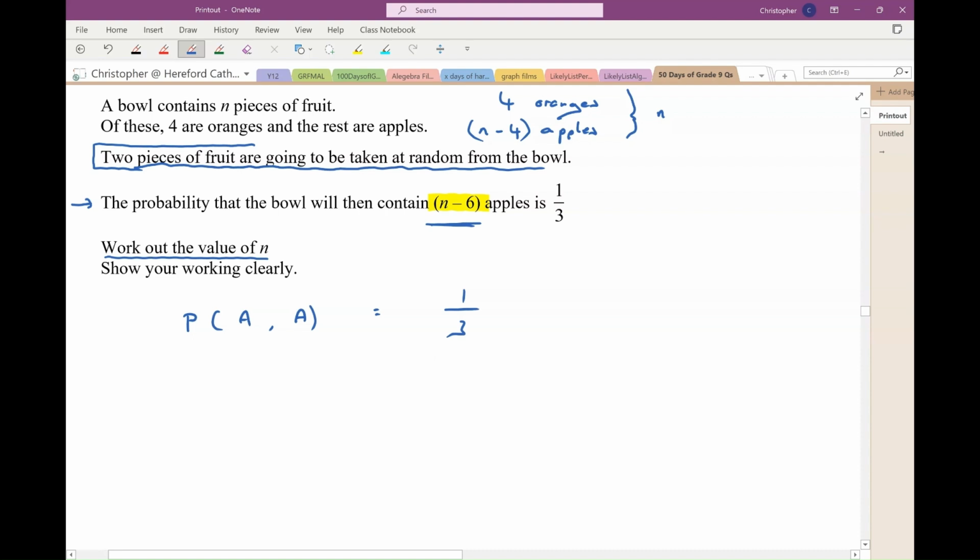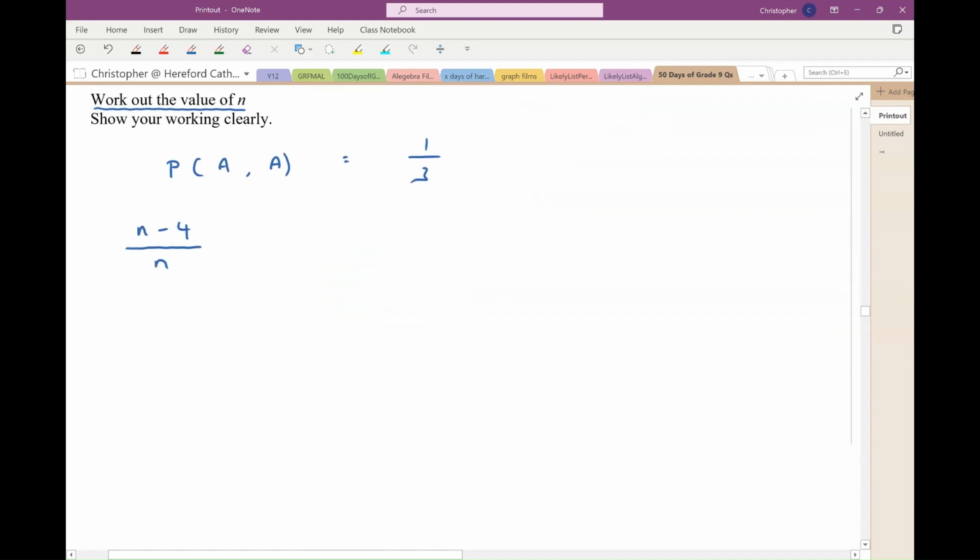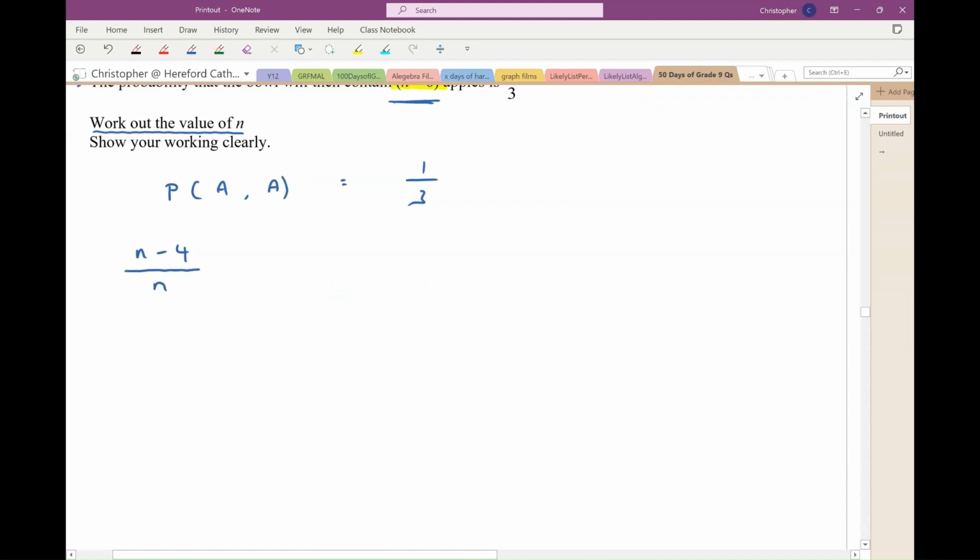Let's have a look. Now, the probability of choosing an apple and then an apple. What was the probability of choosing an apple in the first place? Well, there are n minus 4 apples to start with out of the n pieces of fruit. So the probability of the first one being an apple is n minus 4 over n. Now we've chosen that one and it's an apple.